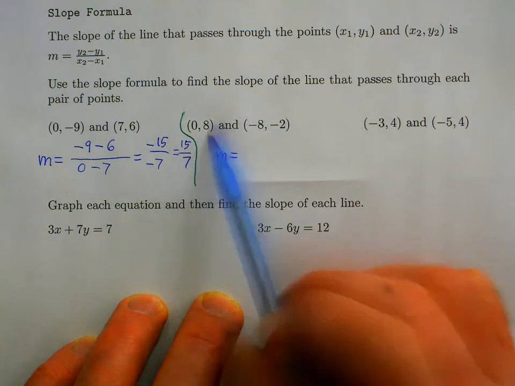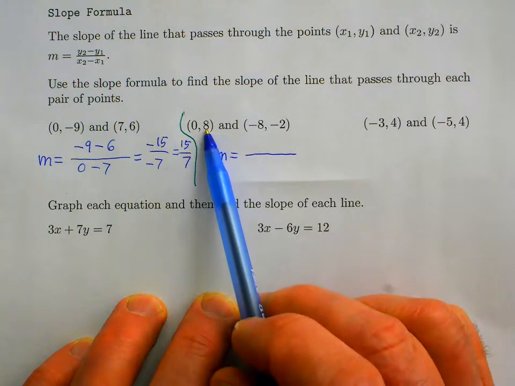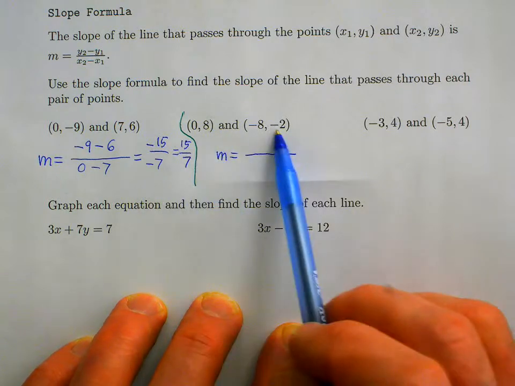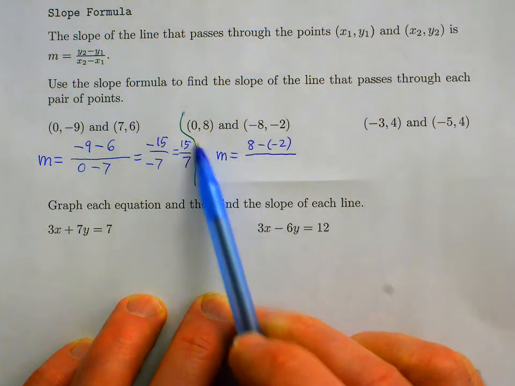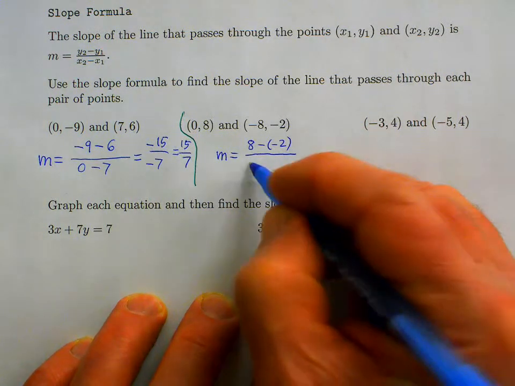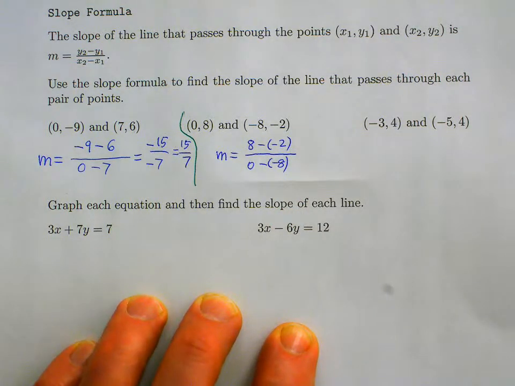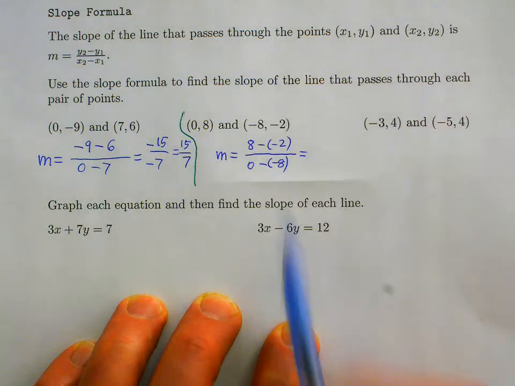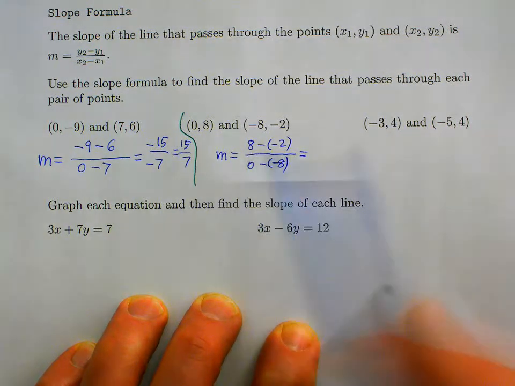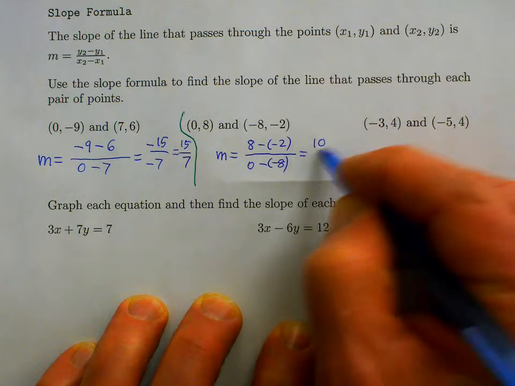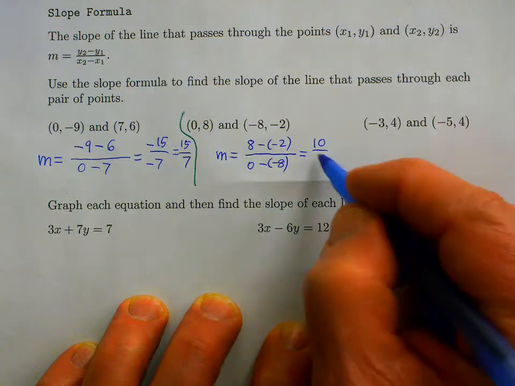Okay, so in the numerator, I'm going to write 8 minus negative 2. And then in the denominator, 0 minus negative 8. And then do the arithmetic. 8 minus negative 2 is equivalent to 8 plus 2, which is positive 10. And 0 minus negative 8 is equivalent to 0 plus 8, or 8.